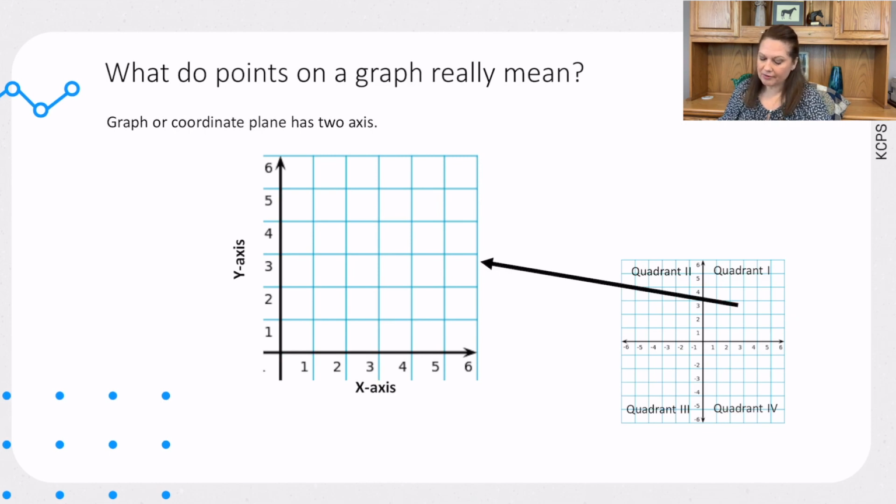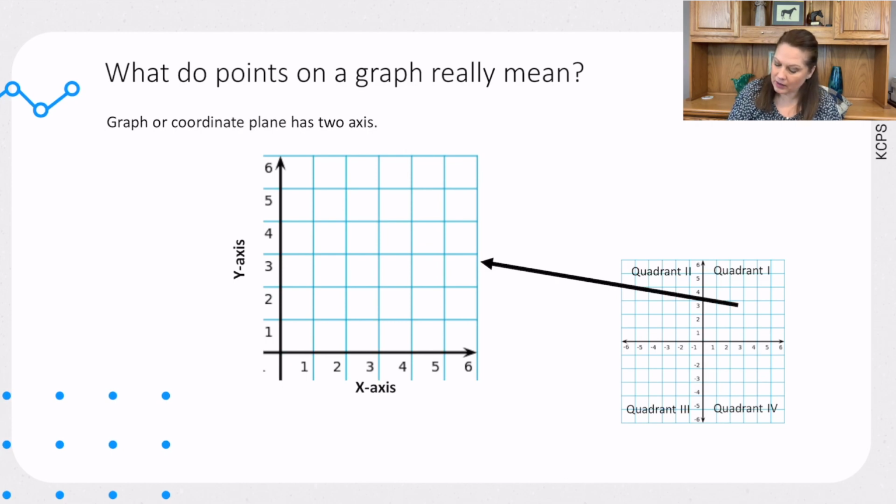What do points on a graph really mean? You'll notice that we have our 4-quadrant graph in the corner. At the top right, we have quadrant 1, and it goes counterclockwise, quadrant 1, 2, 3, and 4. When we're working primarily in 7th grade right now with proportional relationships, we're only going to be looking at quadrant 1 because both of our values are going to be positive. In quadrant 1, the x value and the y value are both positive.